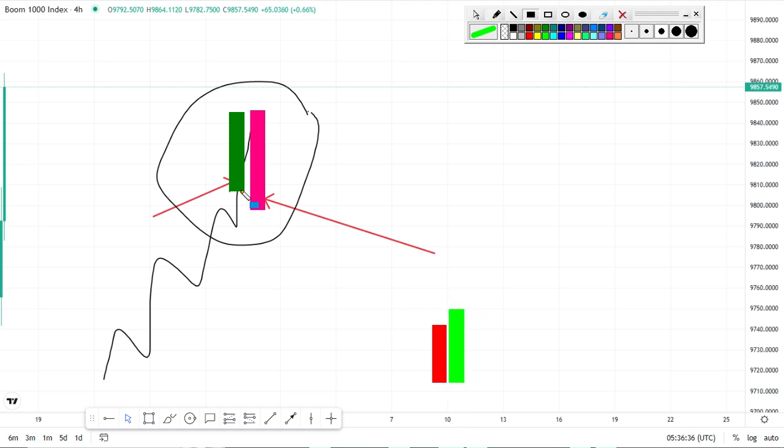Remember, this candle can come with wicks. What I mean by wicks is those small lines, maybe somewhere here, it can actually have a wick.